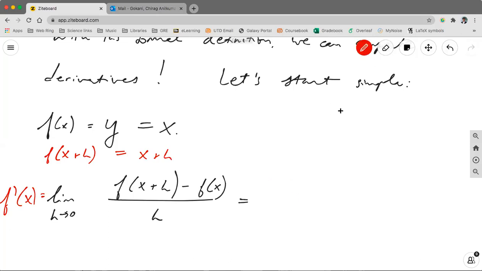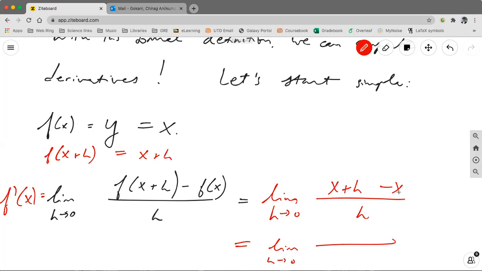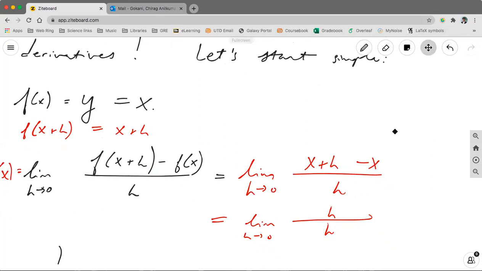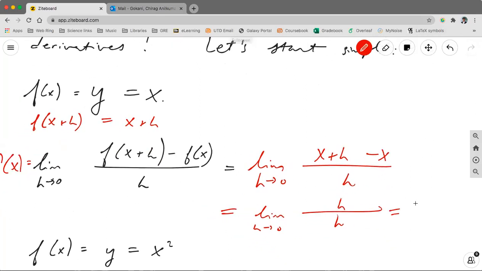So this is equal to the limit as h approaches 0 of f of x plus h, that's x plus h, minus f of x, which is just x, as I mentioned, divided by h. And what is x minus x? Someone, please? 0. 0, thank you. And what I'm left with is h divided by h. And what is h divided by h? 1. Good. So I'm left with the limit as h approaches 0 of 1.